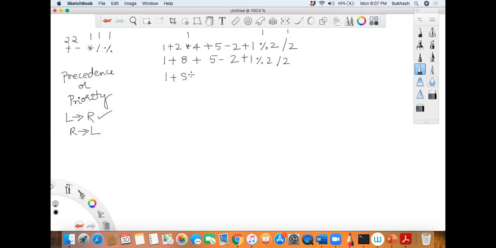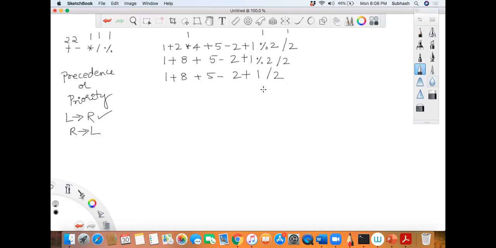So 1 plus 8 plus 5 minus 2 plus, okay. How much is 1 modulo 2? When you divide 1 by 2, how much is remaining? It is 1 only. It is not 1 divided by 2, it is 1 modulo 2. When you divide 1 by 2, the remainder is 1 only, right? Then divide by 2.